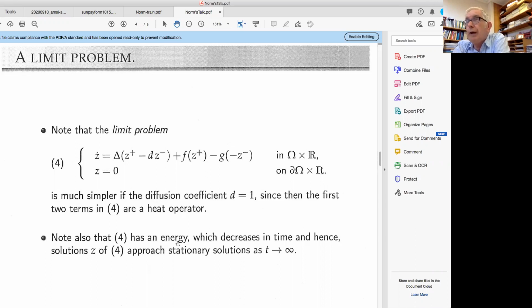The other important part about this equation, which actually is vital to us, you can write down, which I'm not going to write down explicitly, an energy for this equation 4, and show that the energy of solutions decreases as T increases. And so this has the effect that the energy of this equation serves as a Lyapunov function for this equation. And so you can use this to prove that the solutions of this equation, and I want to write it out very formally, approach stationary solutions as T tends to infinity.